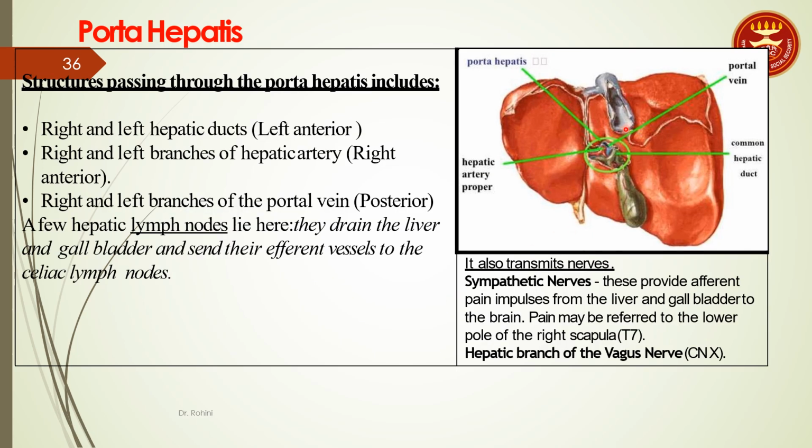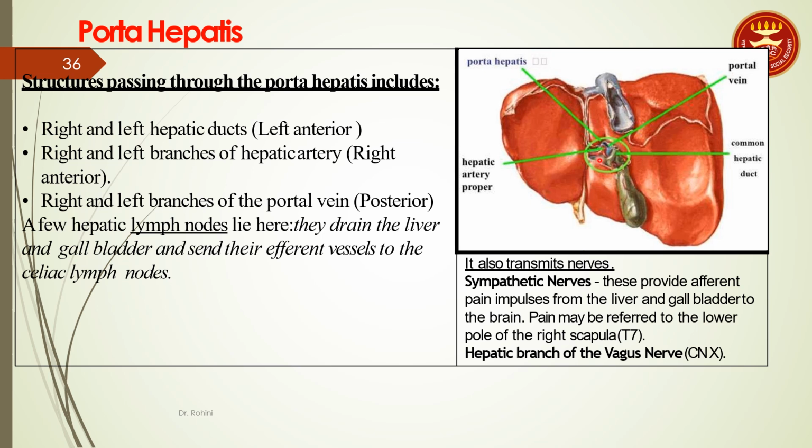So liver, this one, this is a fissure here. What are the structures passing through? It is like a porta. Porta means it is giving entrance to some structures, and some structures are coming out. So we have right and left hepatic ducts, right and left branches of hepatic artery, and right and left branches of portal vein. The most posterior, the blue color thing you can see, is the portal vein.